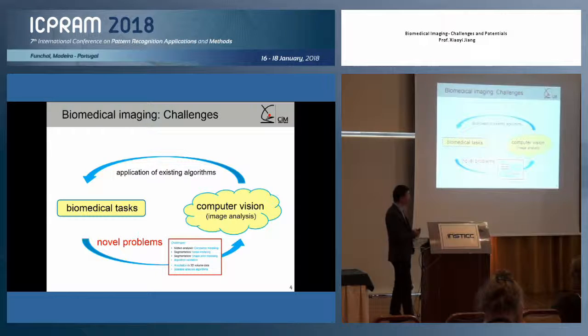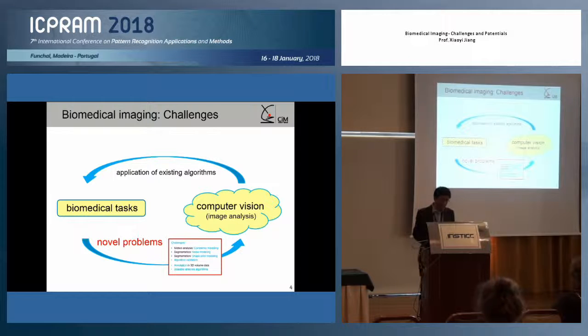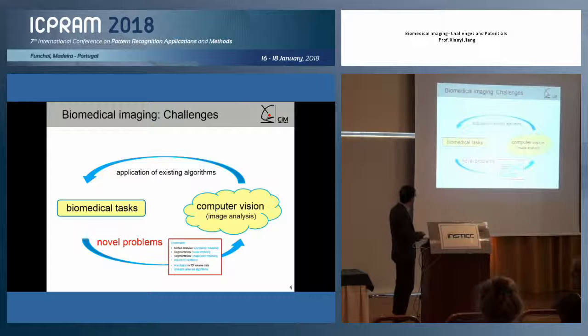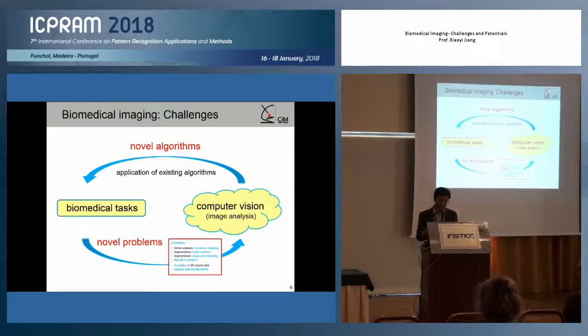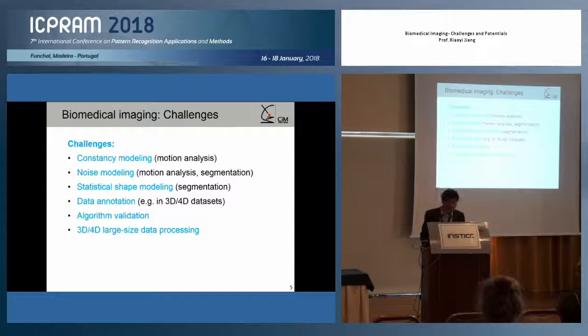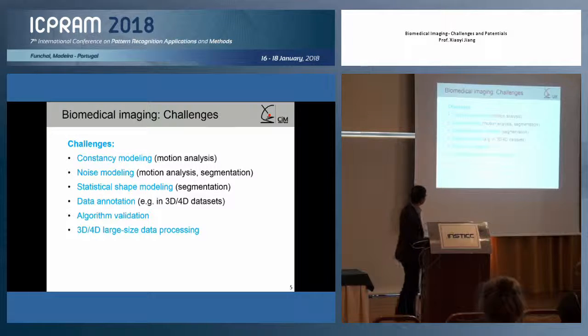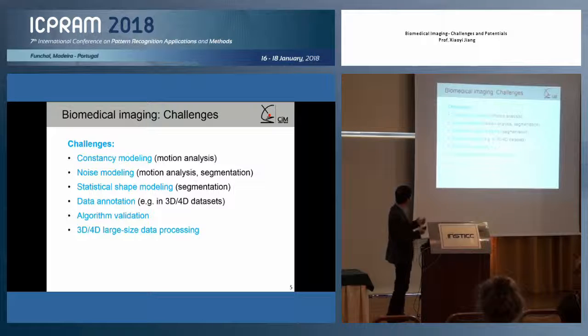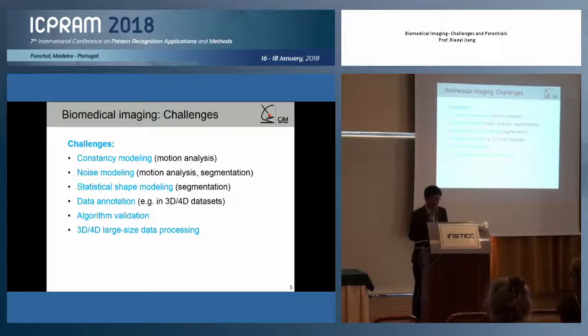Indeed, we see quite a lot of novel problems, I will go through some of them, arising from this field. And then we need novel algorithms in order to solve the biomedical problems in a better way. So there are specific challenges in this field that require specific solutions. I'd like to share with you some of the challenges. They are, in some sense, general, in another sense, also a little bit of my personal view of the story. So we will see constancy modeling for motion analysis, noise modeling, and so on and so forth. I will briefly go through all the challenges and say some words about some potential solutions.